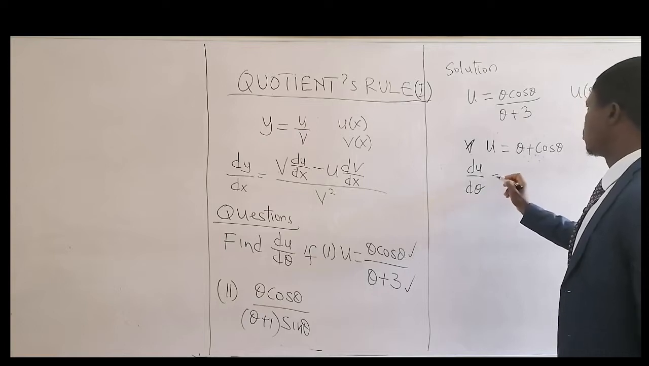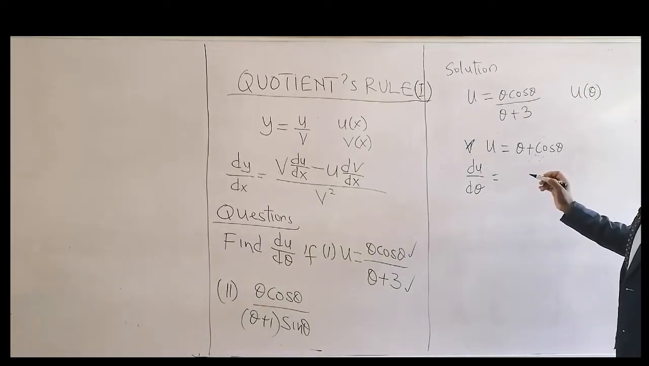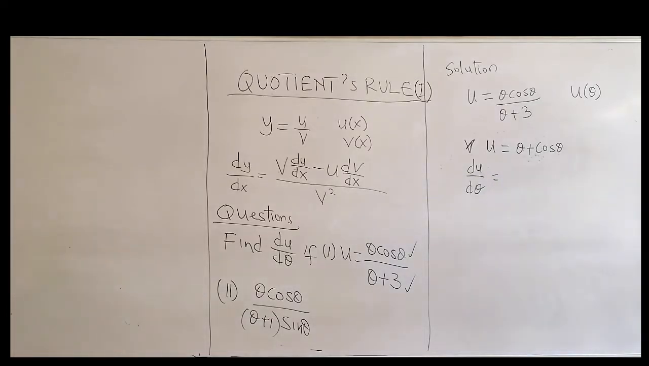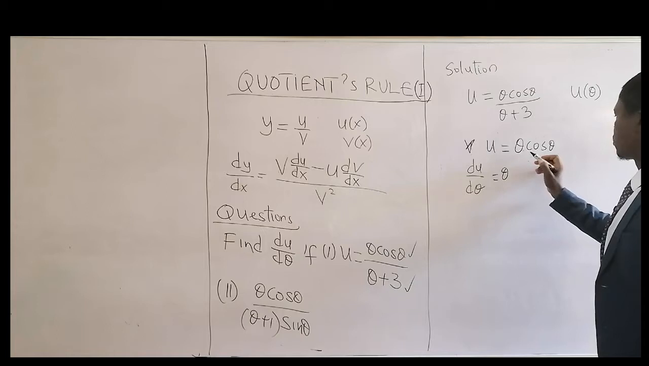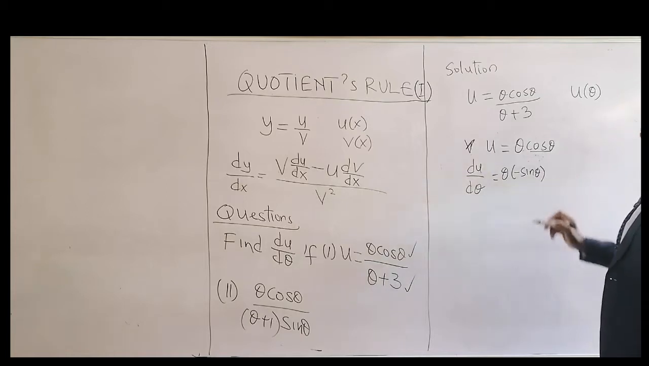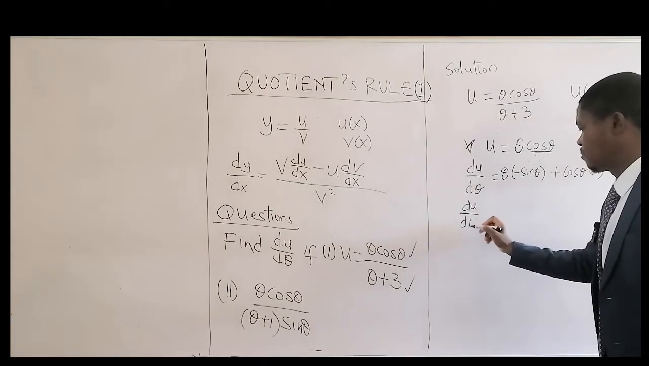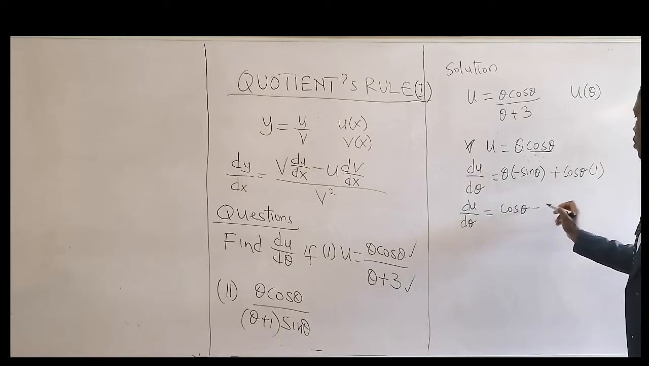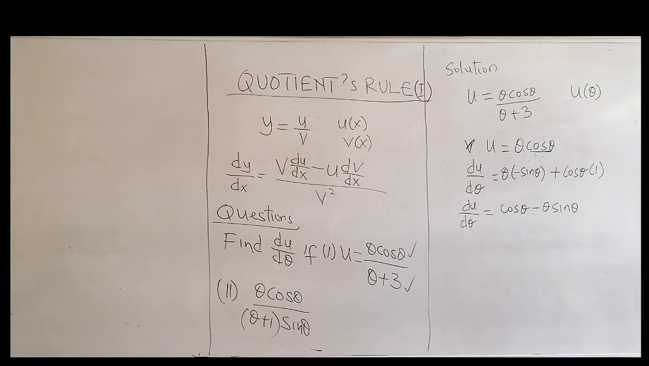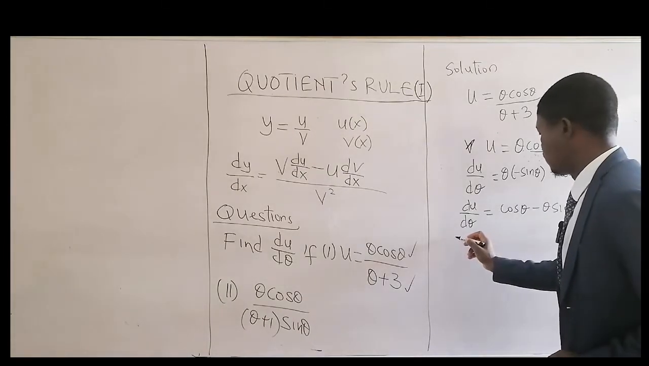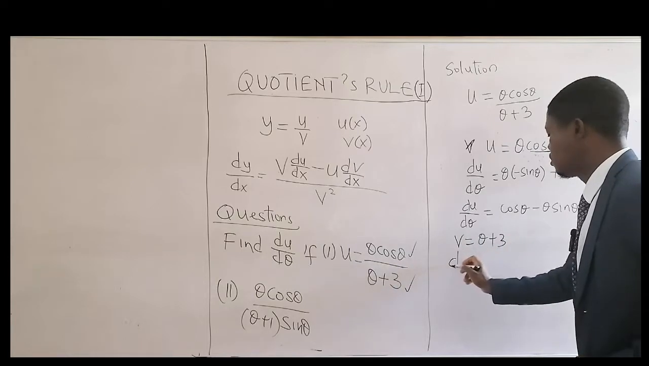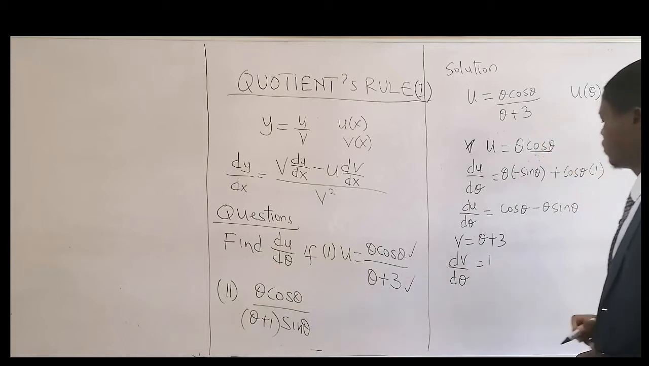Can we get du/dθ? That's a product rule. Theta cos theta: you keep one constant and differentiate the other, and that will give you minus sin θ. Then plus the other one, you keep it constant and differentiate θ with respect to θ, and that's one. I can write the positive first, and that will be cos θ minus θ sin θ. So that's my du/dθ. Can we get v, the denominator? So dv/dθ is 1.